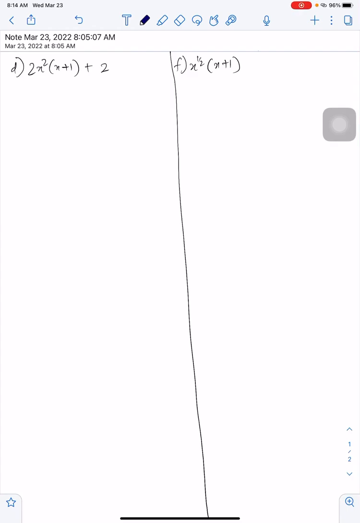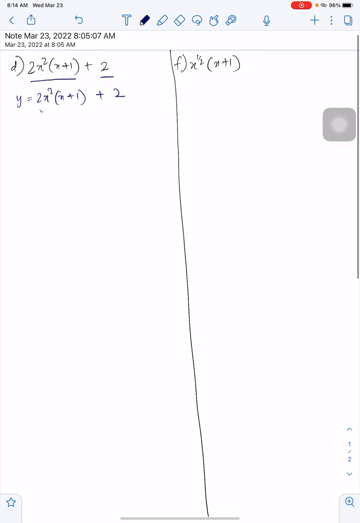Okay, any questions? Now see here, there are two terms. So this is the first term. When y is equal to 2x squared (x plus 1) plus 2, it means that we need to first differentiate this and then differentiate the other value.